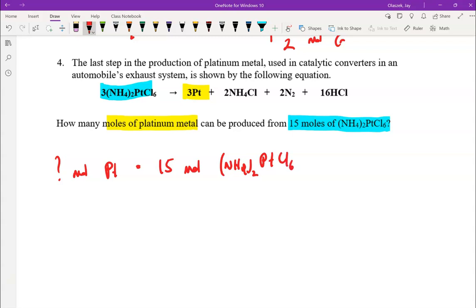PtCl6. Okay. Oops, hang on a minute. Okay, sorry about that. Had a knock at the door.